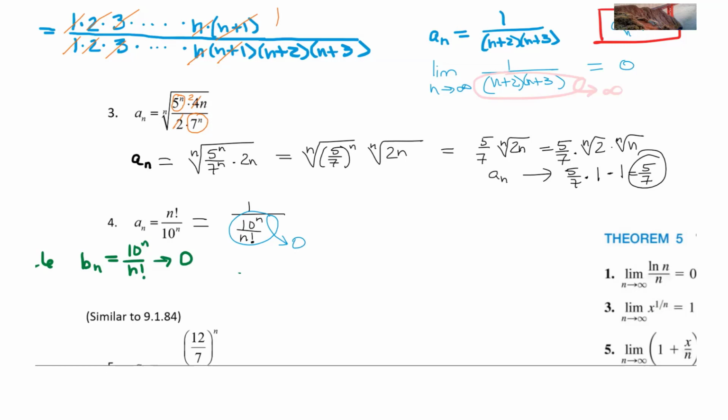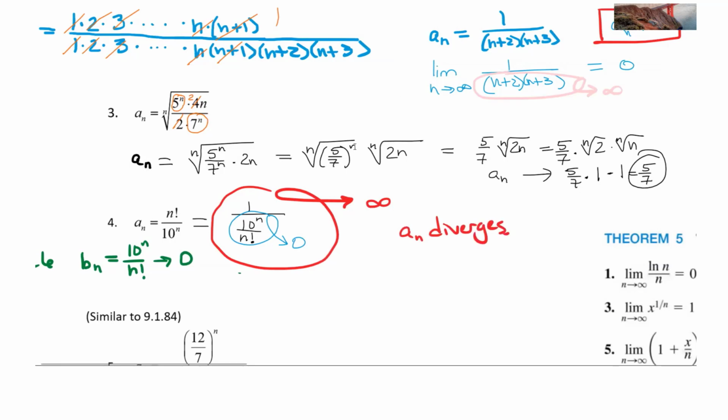And so if the denominator is going to 0, but the numerator is fixed, then this whole thing must be going to what? If you divide 1 by a smaller and smaller and smaller number, the quotient is going to get infinite. That's right. 1 divided by 0, that's going to infinity. So actually, a sub n diverges.